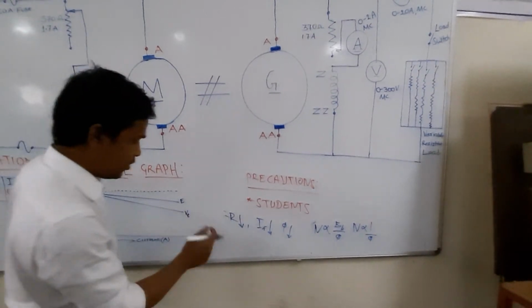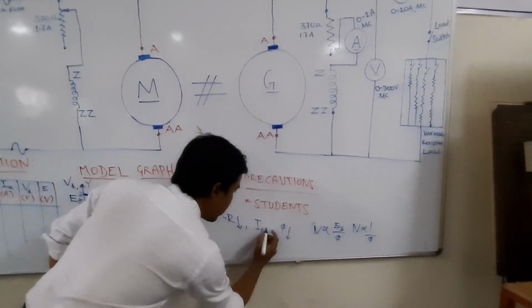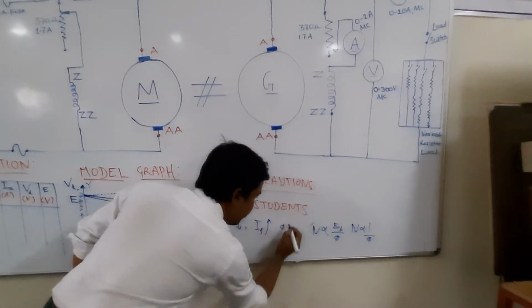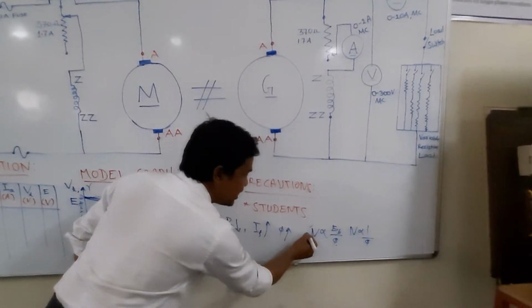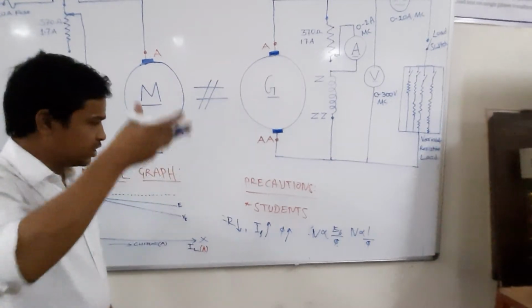Okay, I think I made a mistake here. Sorry. If resistance is small, current is high. If current is high, flux is high. Flux is high, speed is less. Speed is less at starting. Slowly we will increase it to rated speed.